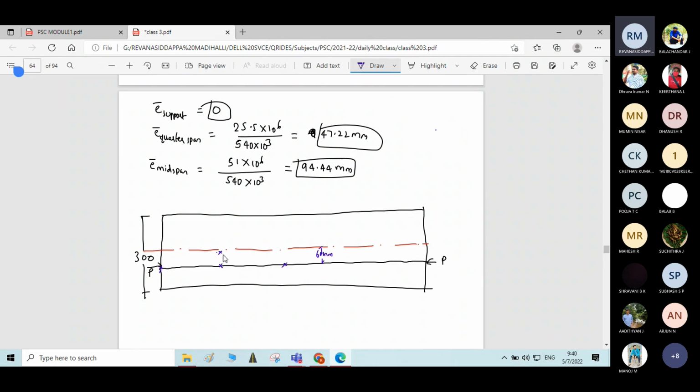So at quarter span it is 47.22. So total is 60. So below the central axis only it will come somewhere here. Then at mid span 94.4 here. So if we join, what will be the nature of the pressure line?